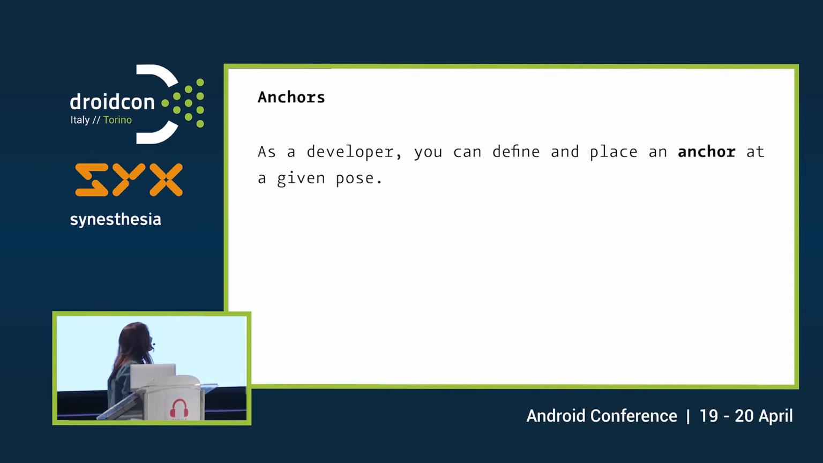OK, so anchors. You can really think of an anchor as just a point in real world space that you want to track over time. You can define and place an anchor at any given pose. And you might want to do this with a pose that's returned from a hit test. This would allow you to capture the point that a user's tapped at a screen, track it over time, and anchor a virtual object fixed to that location, which is kind of an interesting user interaction.